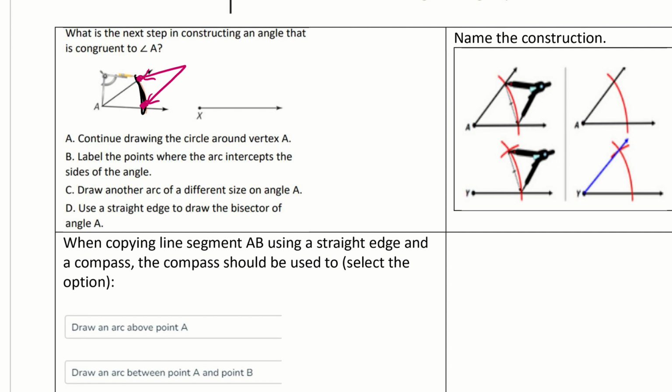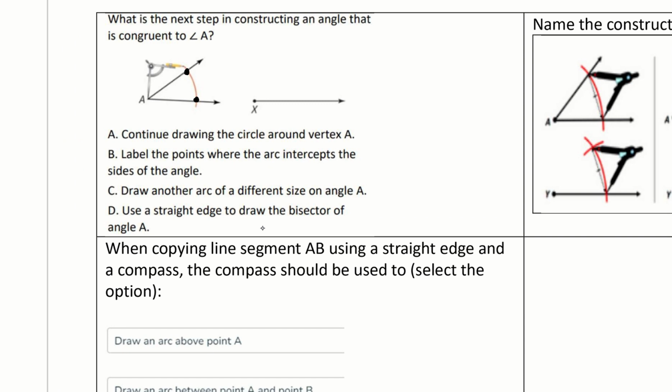So if we answer the question, what's the next step? Well, the next step is to label these points and then measure that distance. Okay, so part A, continue drawing the circle? No. Label the points where the arc intercepts? That looks good. Draw another arc of a different size? No. Use a straight edge to draw the bisector? Definitely not. So the answer is B.